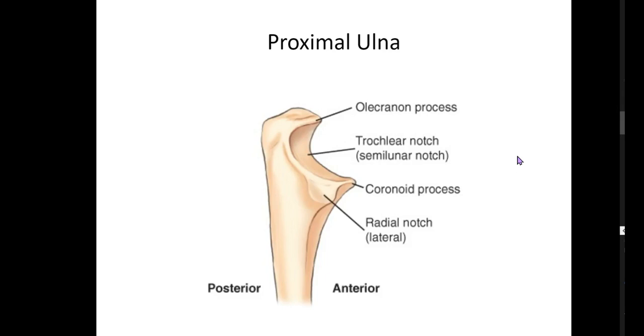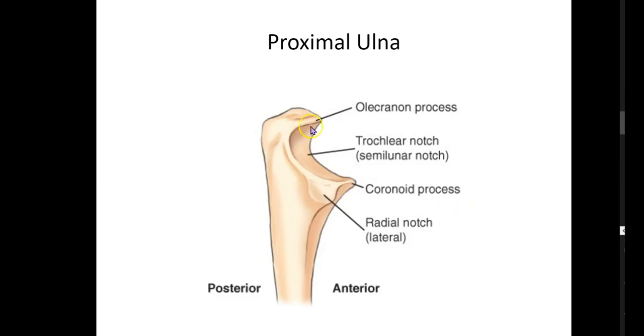So there are two processes on the proximal ulna that I want you to be familiar with. First is the olecranon process, seen here, and the way it's labeled on your diagram is slightly deceiving. I want you to think of this whole part as the olecranon process, okay? And second is the coronoid process, seen here. And if you kind of make a C with your hand, you can kind of remember these two processes. So the top process is the olecranon, and this beak-like process at the bottom is the coronoid process.